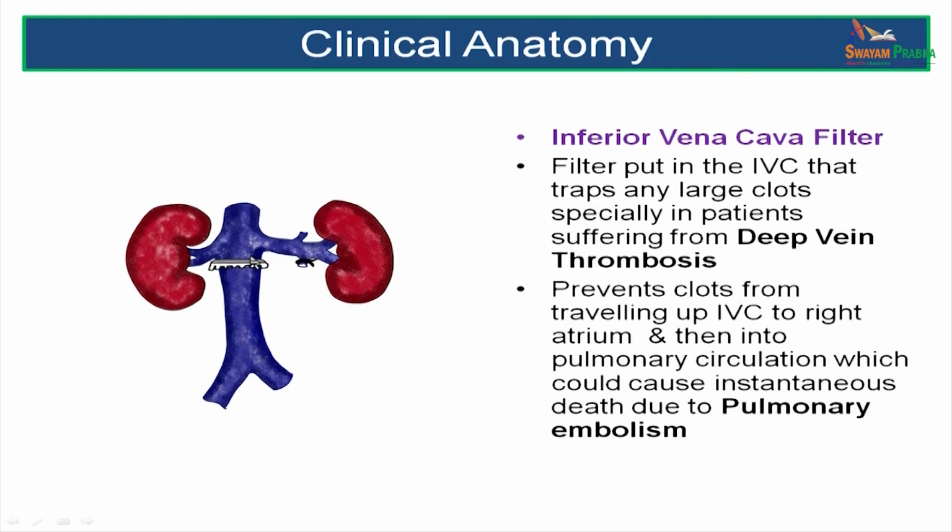This is an inferior vena caval filter which is introduced into the inferior vena cava in order to stop a thrombus from dislodging from thrombosis of deep veins of the lower extremities and getting into the atria and causing a pulmonary embolism. So, this is a procedure done to prevent death due to pulmonary embolism.